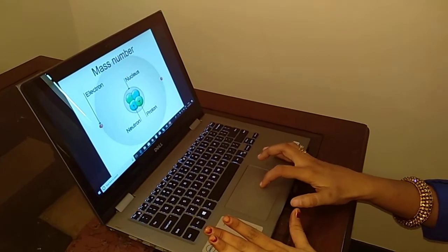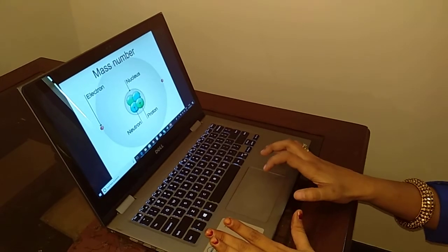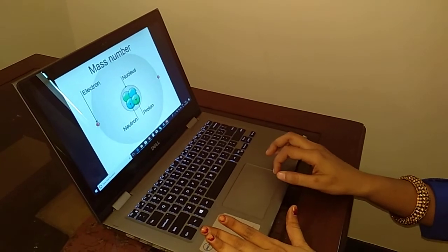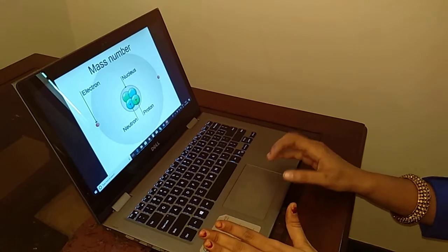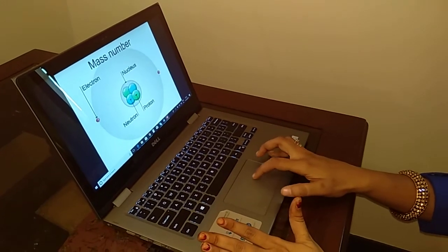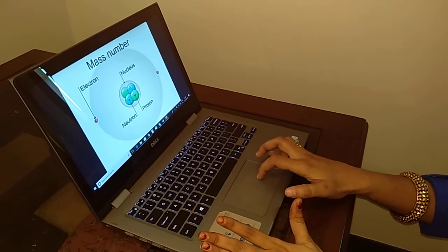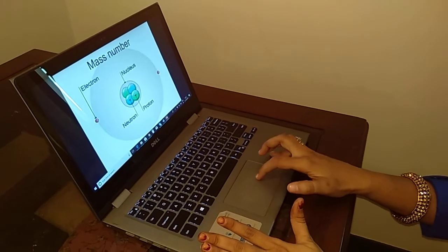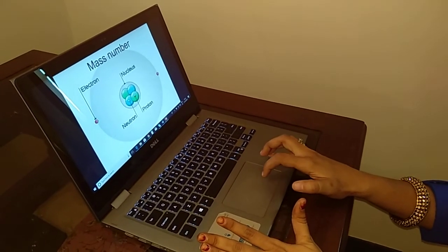Now the mass number. Mass number determines the mass of an atom. The atom being so small, you can't measure its mass directly. But the mass number we define as the total number of neutrons and protons present inside the nucleus of an atom.